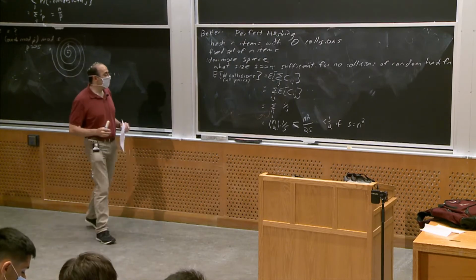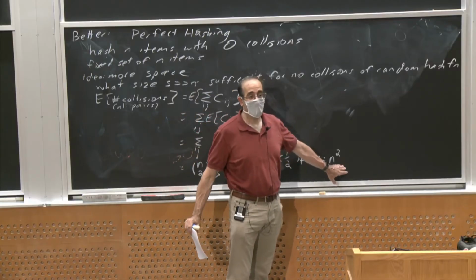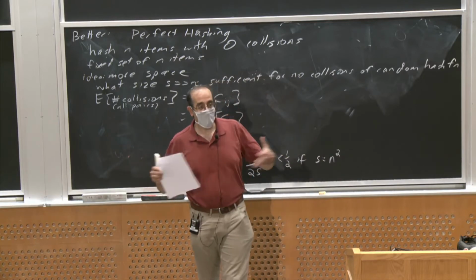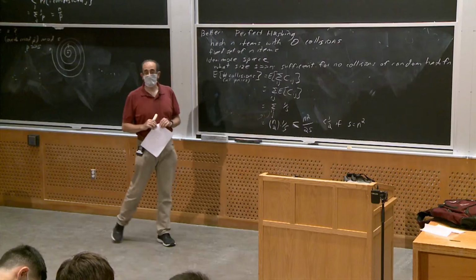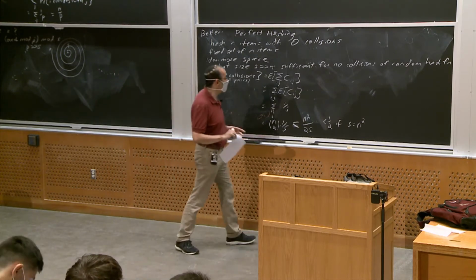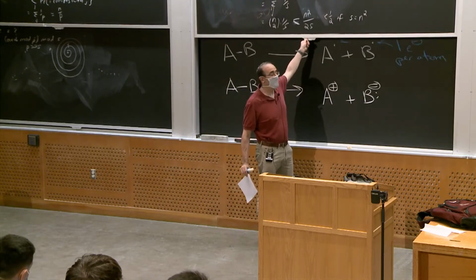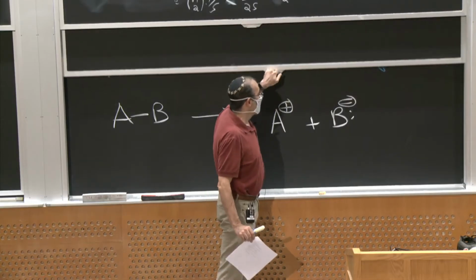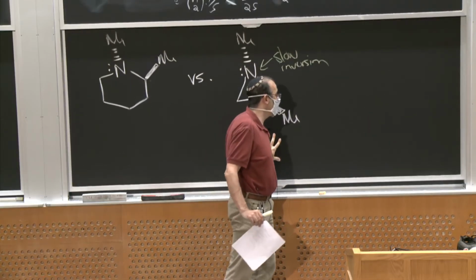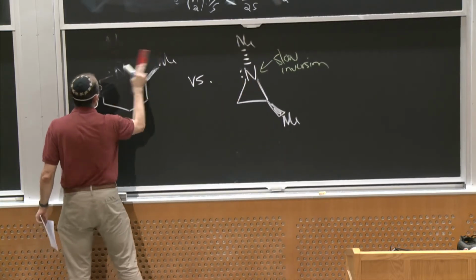As long as the space is quadratic in the number of items that you're hashing, you can hash and get at most half a collision in expectation. But half a collision is not no collisions. Half a collision is half a collision. So how can we get from there to what we want, which is no collisions?